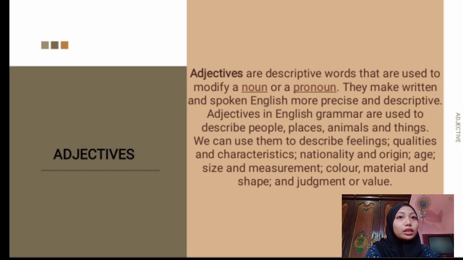Adjectives are descriptive words that are used to modify a noun or pronoun. They make written and spoken English more precise and descriptive. Adjectives in English grammar are used to describe people, place, animal, and things. We can use them to describe feelings, quality and characteristic, nationality and origin, age, size and measurement, color, material and shape, and judgment or other value.